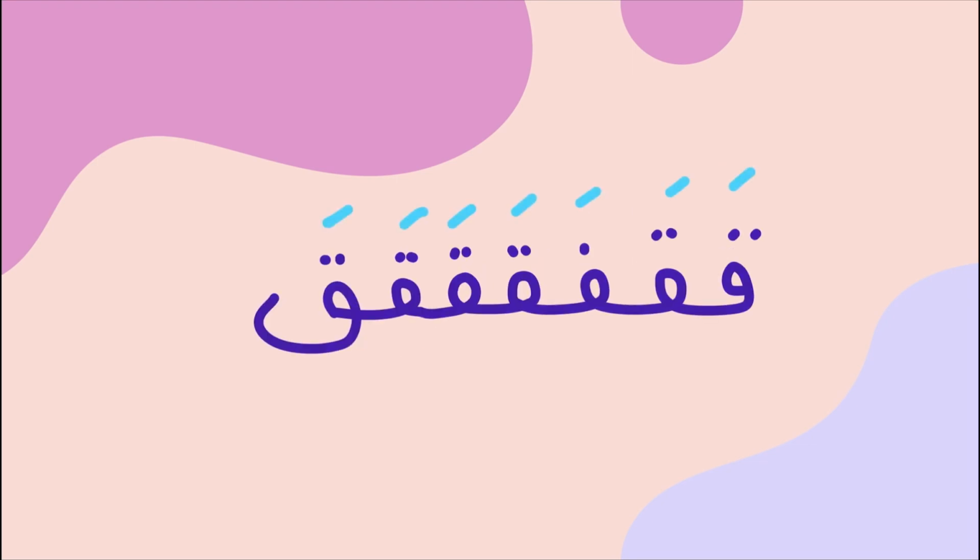So Qaaf is a loopy loop letter with two dots on top, and Fa is a loopy loop letter with one dot on top. Can you spot the hidden Fa? Remember that Fa only has one dot on top. You found it! Here is our Fa.